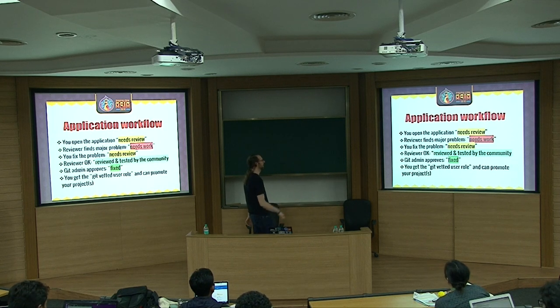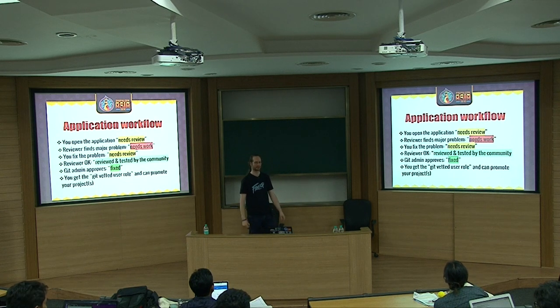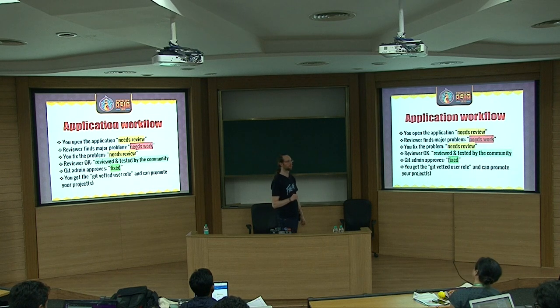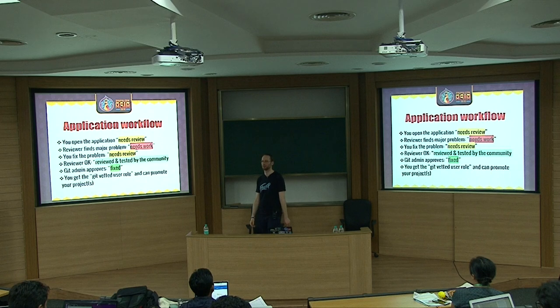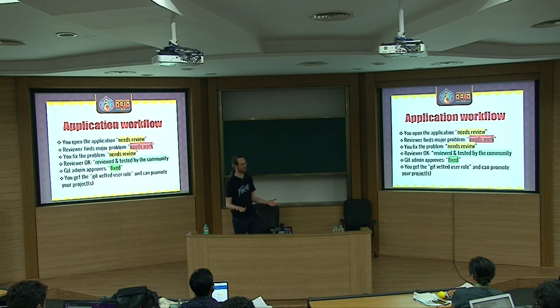And then a Git administrator, this is a group of people on Drupal.org, approves the application and sets it to fixed. What then happens is the user gets the so-called Git vetted user role on Drupal.org. So they have some elevated permissions and they can now create full projects. They can still create sandboxes, so nothing changes there. But once their sandboxes are ready, they can promote them to full projects.